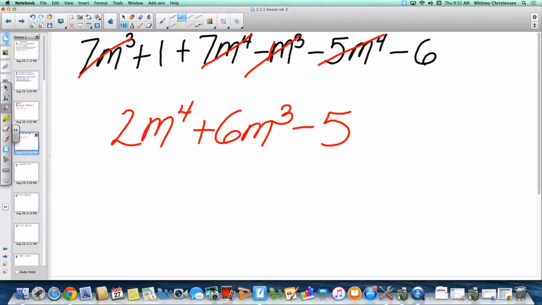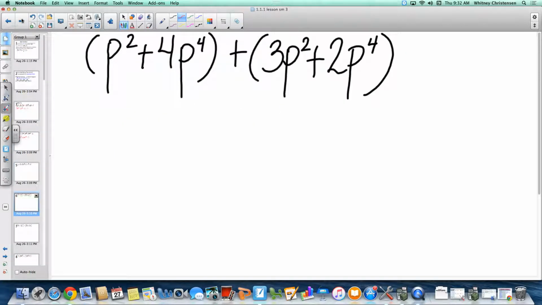Questions? Okay, what if you saw something like this? Would it throw you off? And in fact, I bet it will. So we have these with parentheses. p squared plus 4p squared plus 3p squared plus 2p to the 4th. Does that change things or not? It does, but it doesn't. Do you want to elaborate on your own? Yeah? No? Okay.